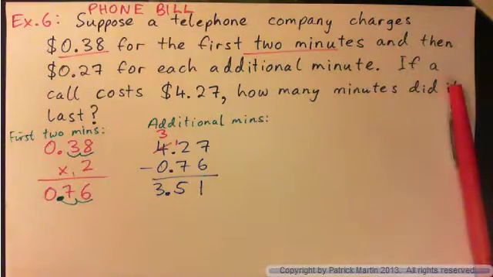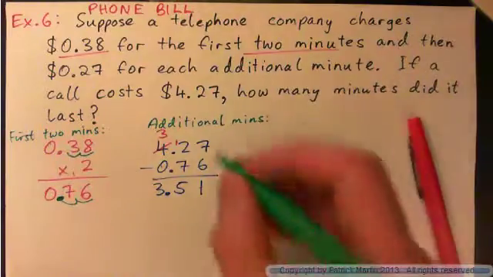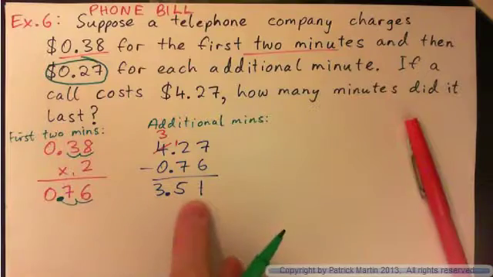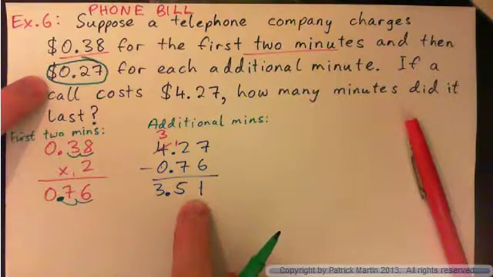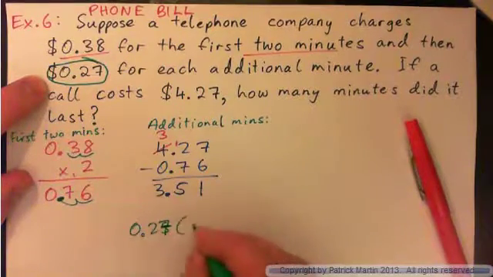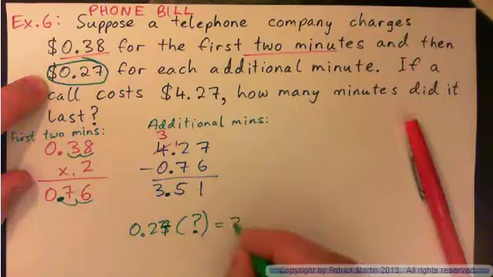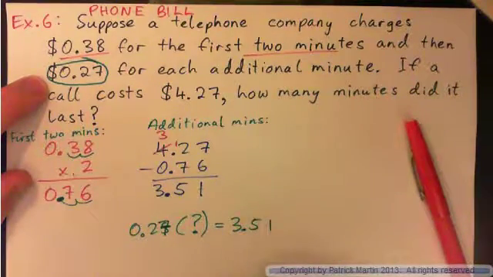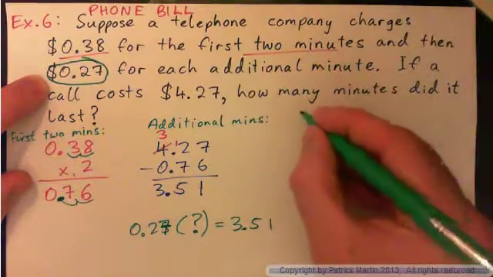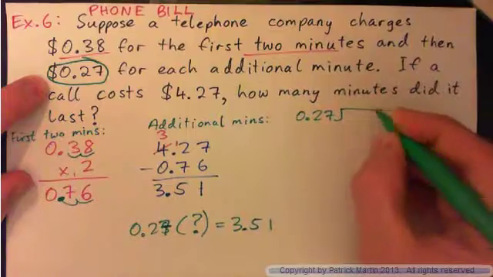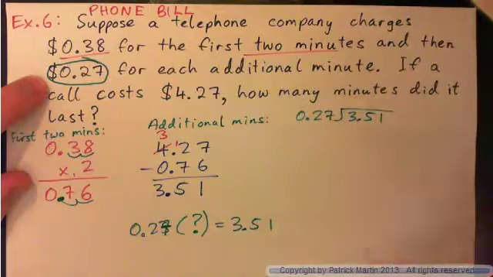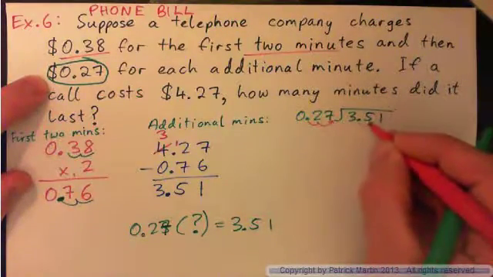The additional minutes cost 27 cents each, and $3.51 was spent on it. So how many minutes were there? In other words, 27 times what number of minutes gives us $3.51, right? If I do a division, I could go 0.27 into 3.51, couldn't I? And that would give me the answer. But I would have to move the decimal point 2 spaces to the right.